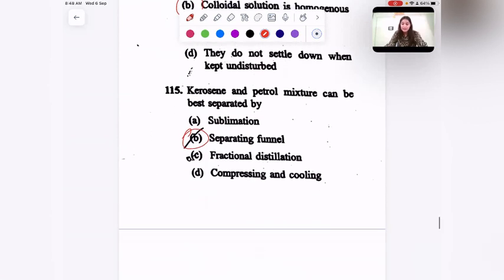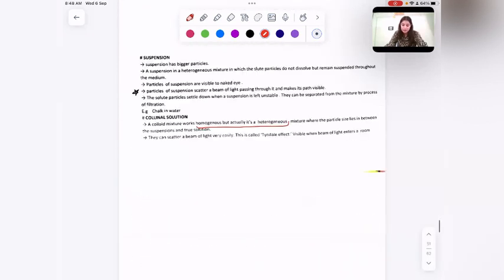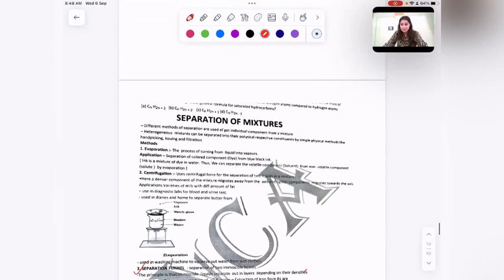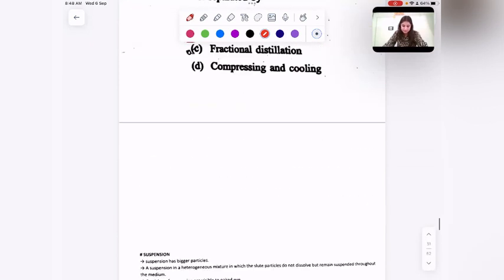Next, kerosene and petrol can be separated by the method of separating funnel. Two are immiscible liquids. They can be separated by separating funnel. So option B.